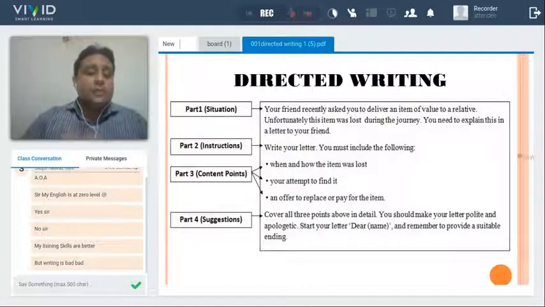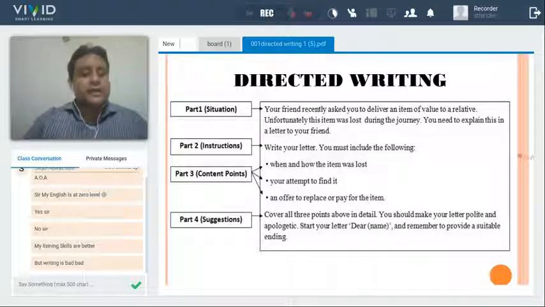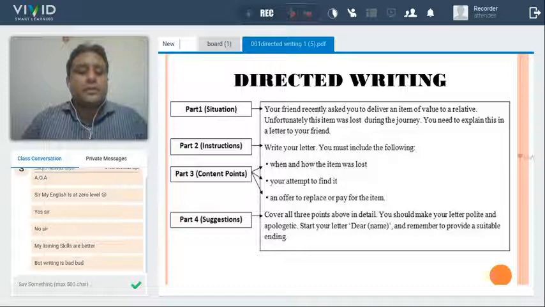Again, the format has been disclosed very clearly. It's quite evident out there. Categorical instructions are there, very clear instructions. Write your letter. The question states in a straightforward manner the text type that you need to write. That is a letter.